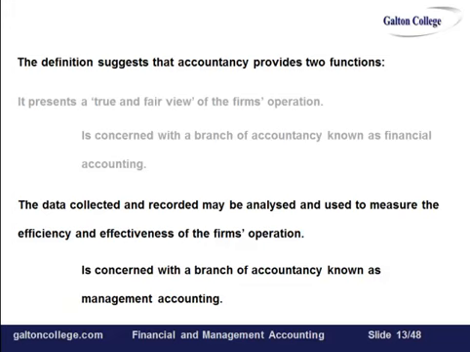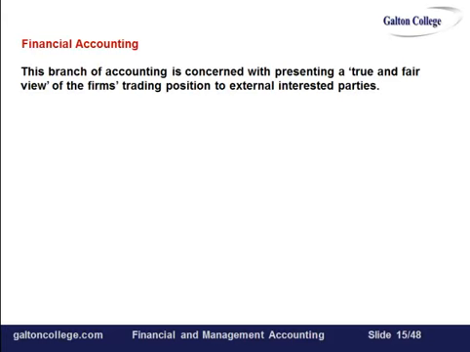A true and fair view of the firm's financial trading position. It must be honest, it must be open. The external parties here could be the shareholders. They need to know what the truth is. They need to know what's happening. The government, well, the government imposes taxes, corporation taxes and so on, so it needs to know what is true and fair. And others may be interested, for example, financial analysts, banks, all sorts of other people may be interested in how the company is doing.